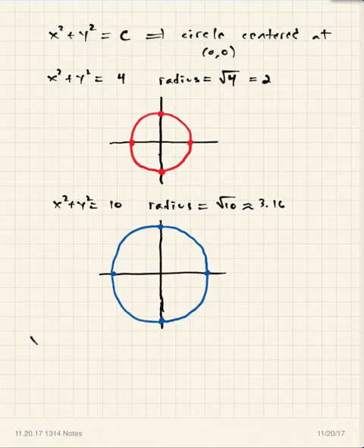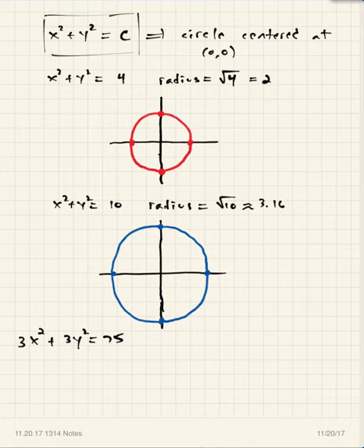If we had, let's say, 3x squared, get the constants looking better here. So 3x squared plus 3y squared equals 75. Then what happens? First of all, the equation is not exactly in the form x squared plus y squared equals constant, because I've got 3x squared plus 3y squared equals a constant. So what do I do? I go through and I divide everything by that constant of 3.